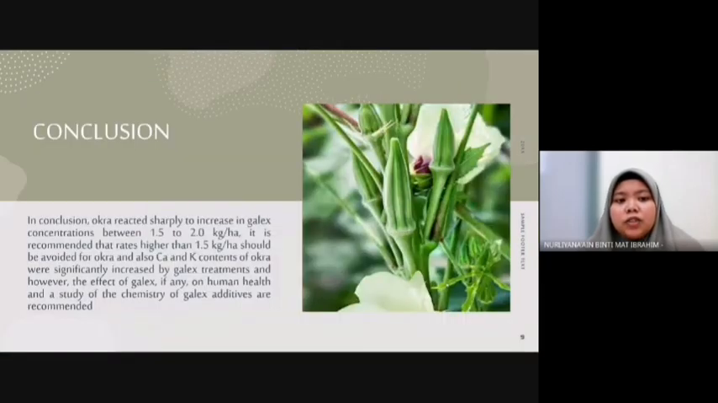Conclusion. In conclusion, okra reacted sharply to increase in Galex concentration between 1.5 to 2.0 kg per hectare. It is recommended that rates higher than 1.5 kg per hectare should be avoided for okra, and also calcium and potassium content of okra was significantly increased by Galex treatment, and however, the effect of Galex, if any, on human health and a study of the chemistry of the additive is recommended.